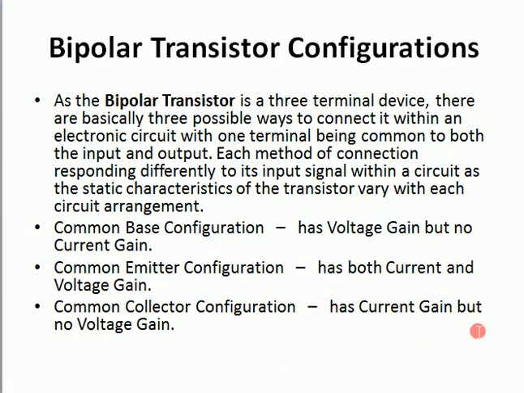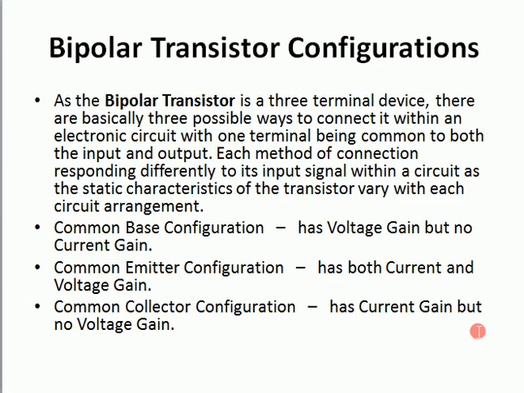Now we will see what the bipolar transistor configurations are. Basically, there are three types of bipolar transistor configuration, in which the first one is the common base configuration, the second one is the common emitter configuration, and the third one is the common collector configuration.